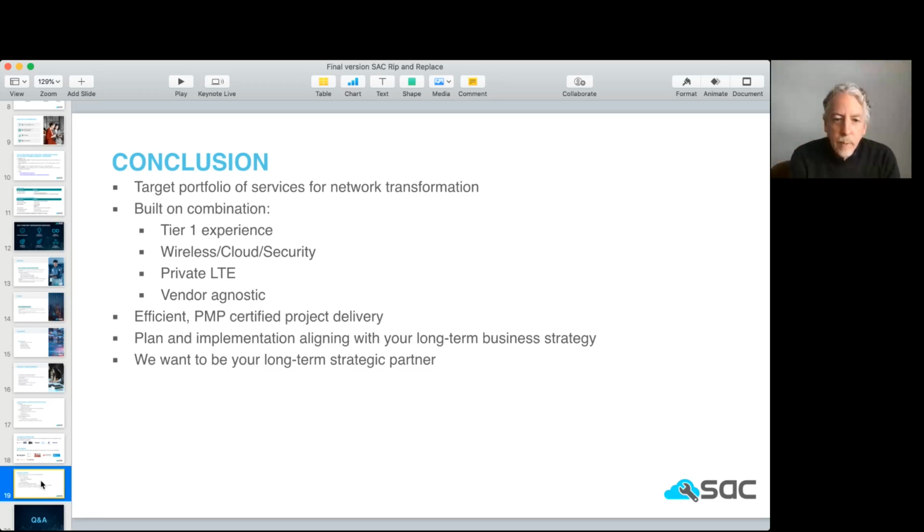Got a great team, project managers. You understand that things have to be efficient. We're also want to look ahead after rip and replace, and our goal would be to be your long-term strategic partner. Like I said, I like what the world's done with mobile right now. I think it's moving in a great direction, and there's a lot of new business opportunities there, and we'd like to help you take advantage of that.